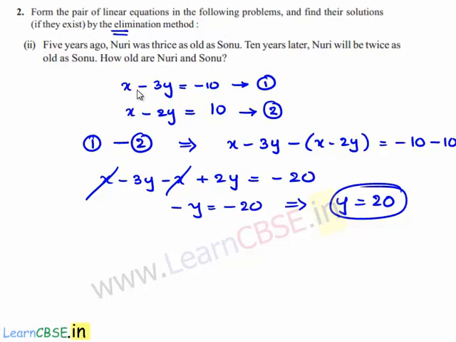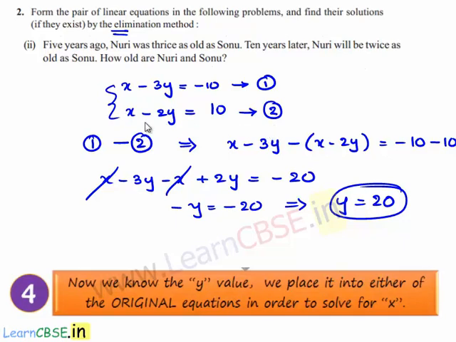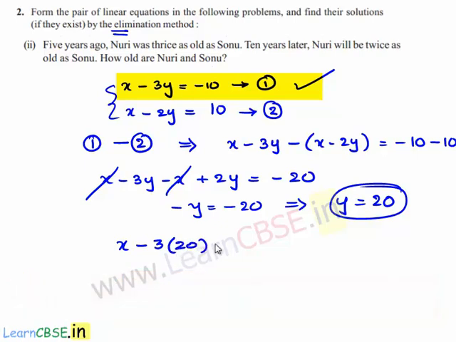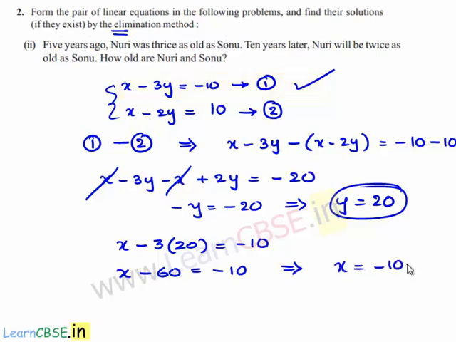Now let us substitute the value of Y in any of these equations. Let us substitute this in equation number 1. X minus 3 times of Y, which is 20, will be equal to minus 10. X minus 3 times of 20 is 60, is equal to minus 10. So X is equal to minus 10 plus 60. That implies X is equal to 50. So we have obtained the value of X to be 50.